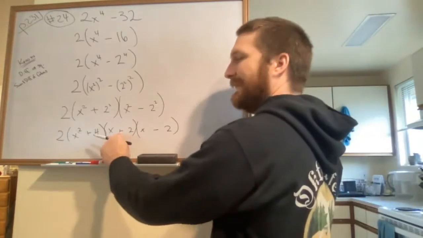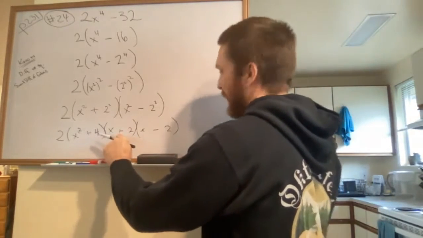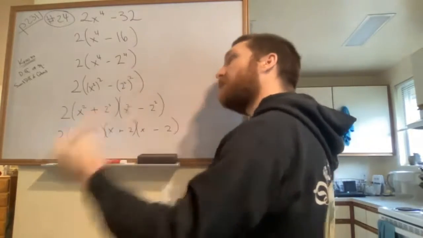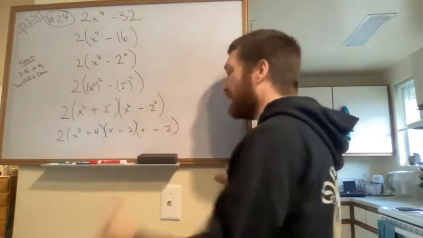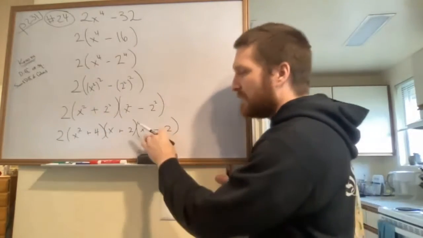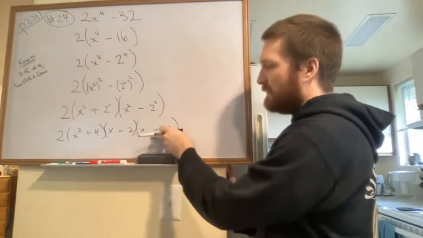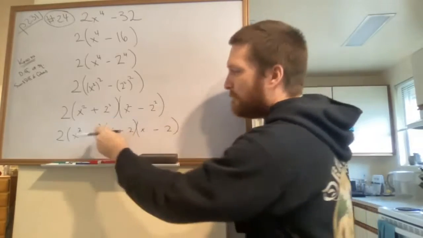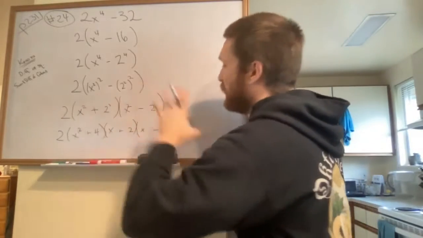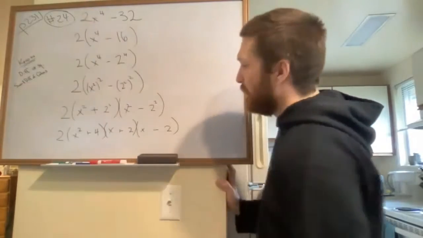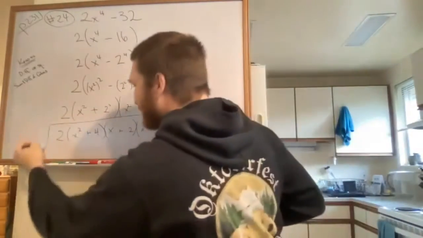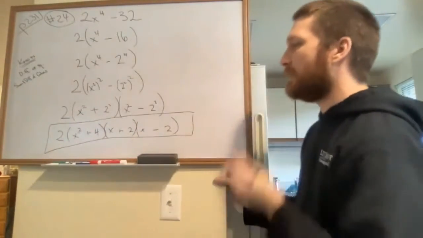You can't pull anything out of x squared plus 4, and it is not a difference of squares. It is not a sum or difference of cubes. That is a sum of squares. So it's done. The 2 is on the outside. We are completely factored right there.